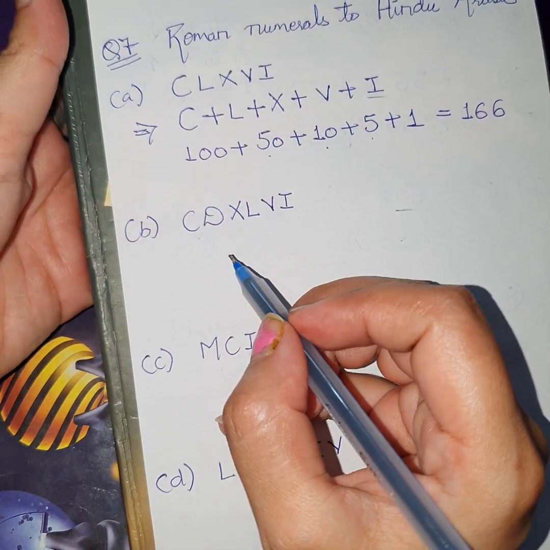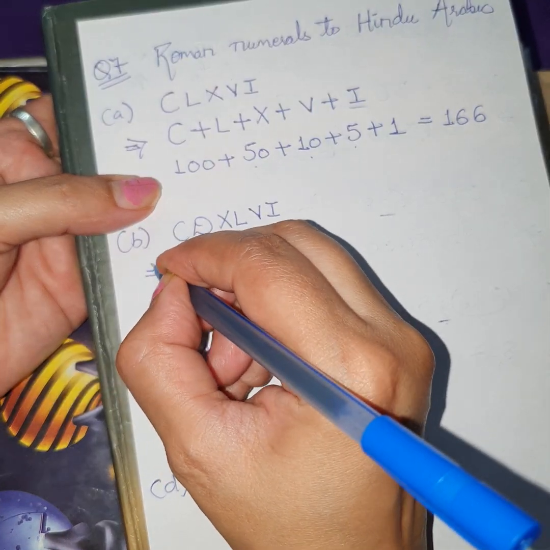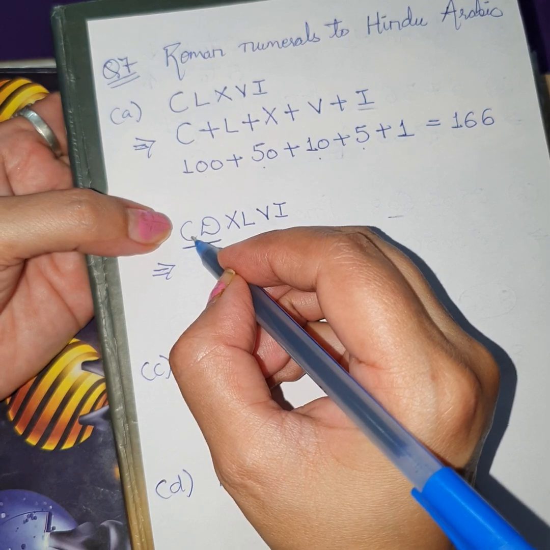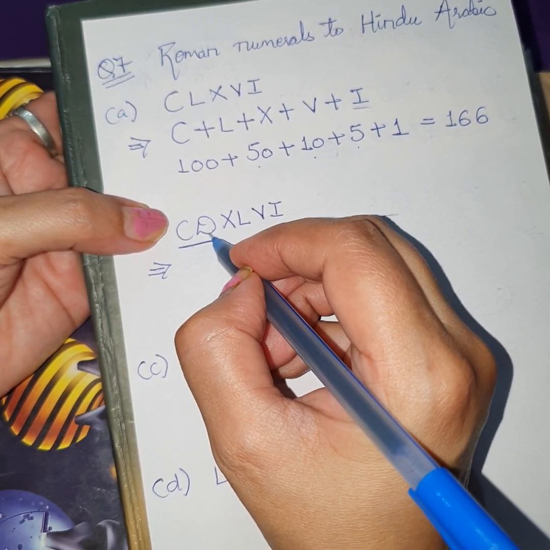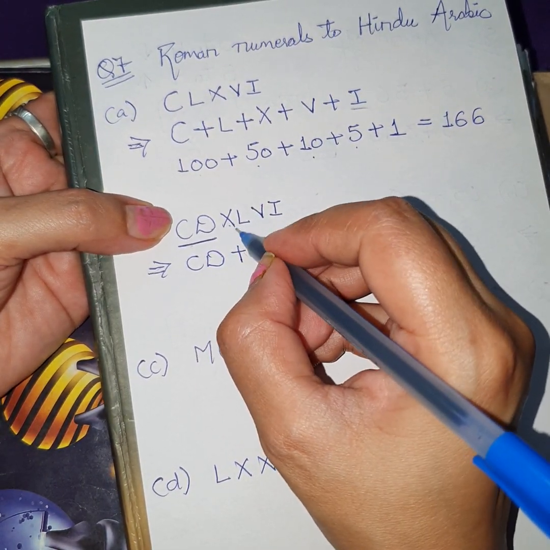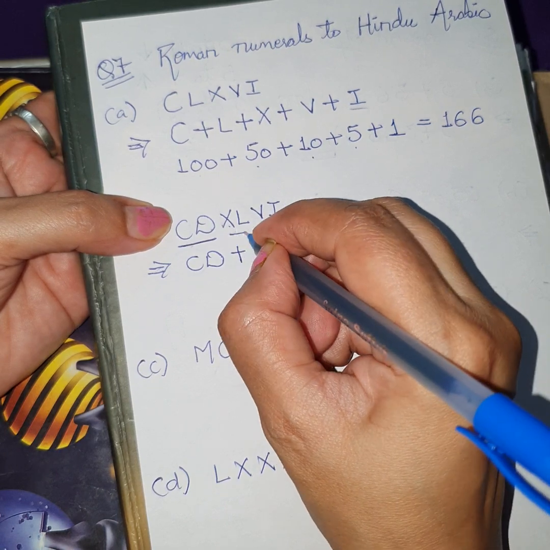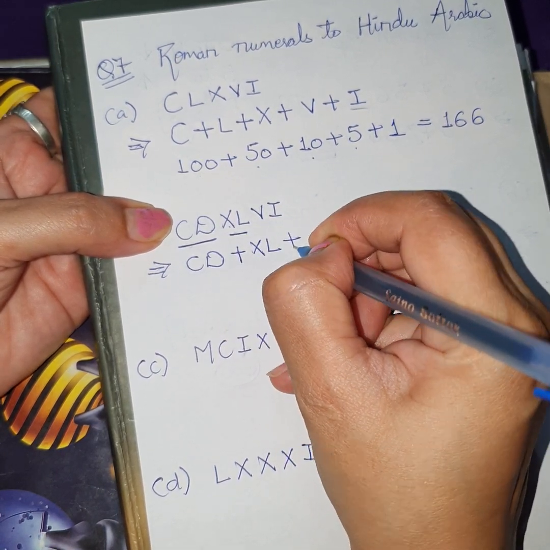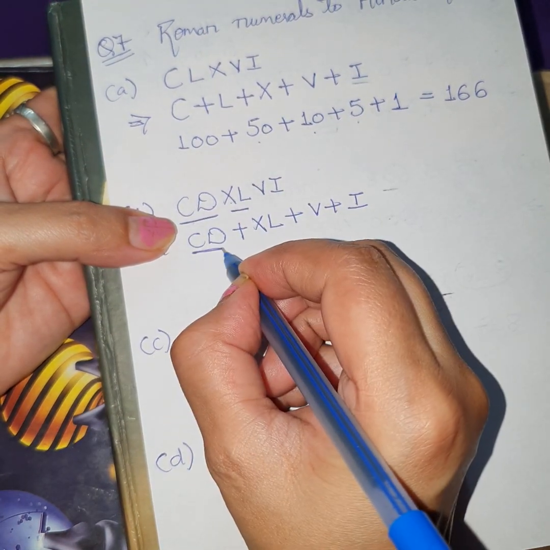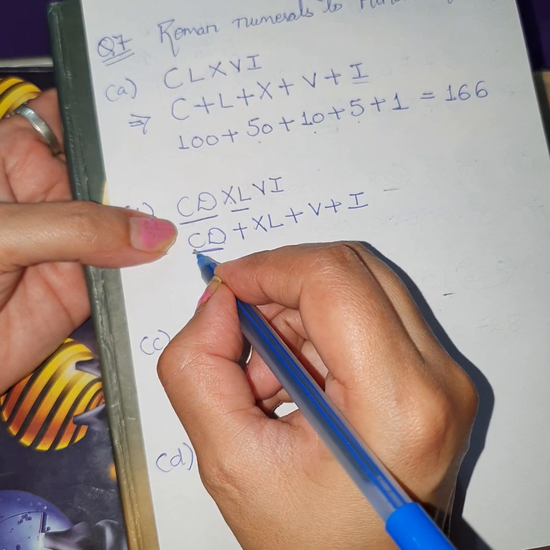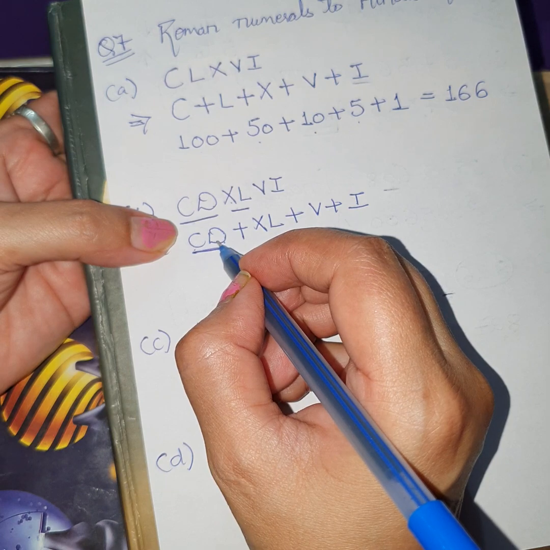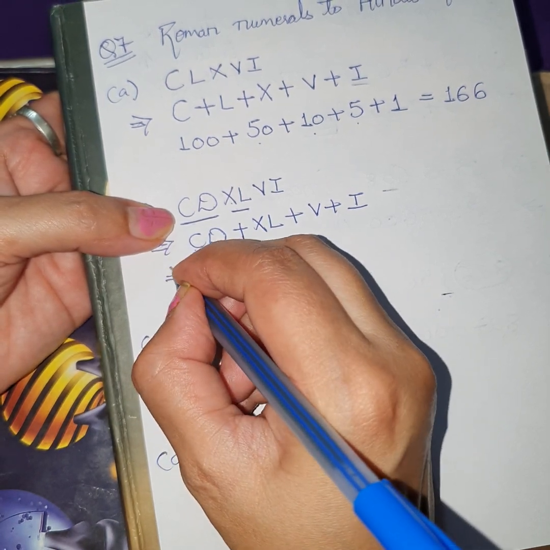Then B part. Again, I am writing it in expanded form. C, D will come together because this is the smaller letter before the bigger letter. This is also a smaller letter before a bigger letter, so these both will also come together: X, L plus V plus I. So CD means, see, D means 500 and C means 100. When C is coming before D, that means it is the case of subtraction. So 500 minus 100 means 400.